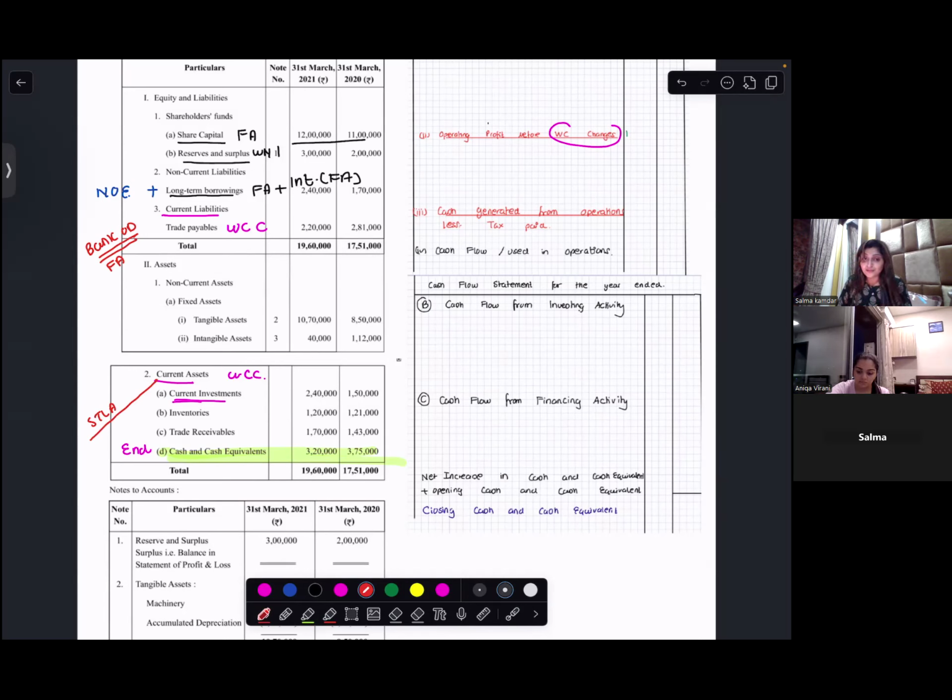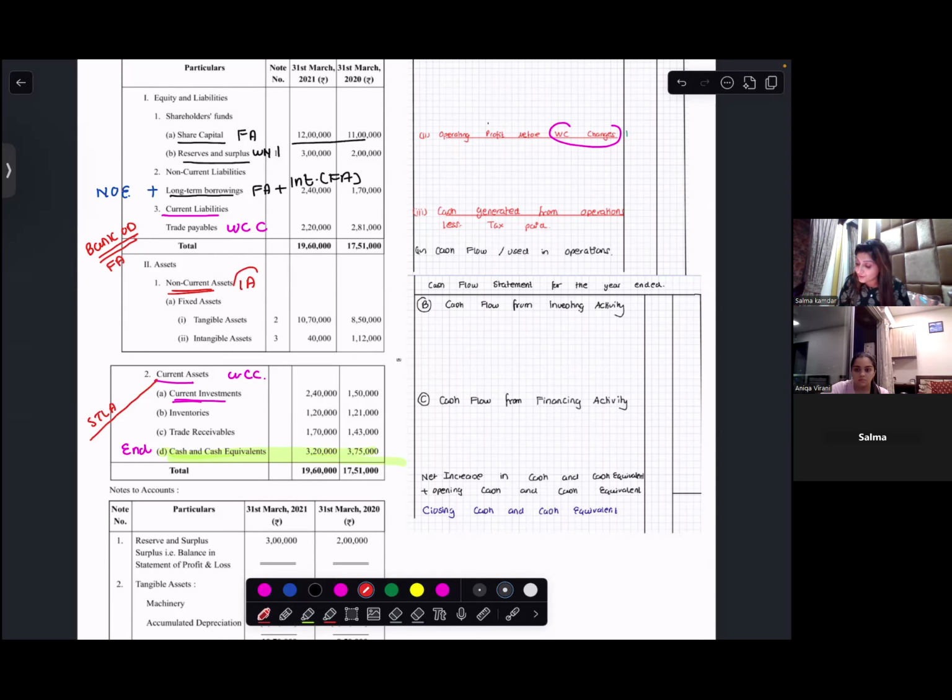Now you come to your non current assets. Non current assets, which activity? Anything related to your non current assets is investing activities. Investing activities means non current assets. Shareholders' funds and non current liability are financing activities. Are you with me? So anything that is related to non current assets comes in your investing activities.